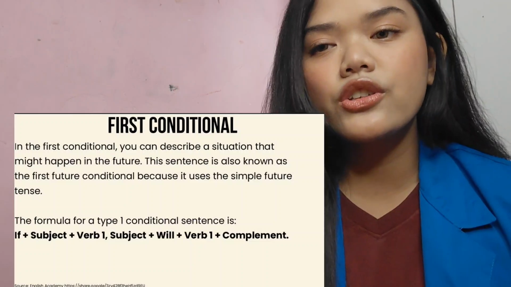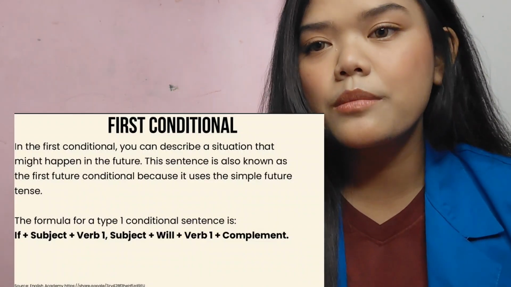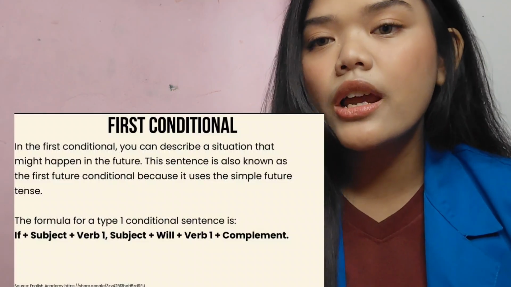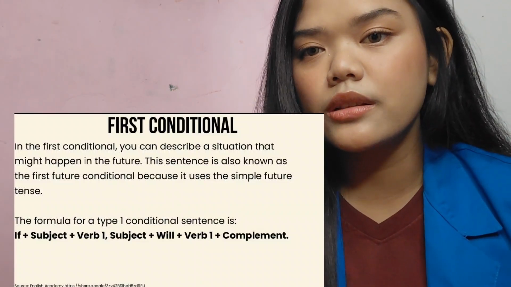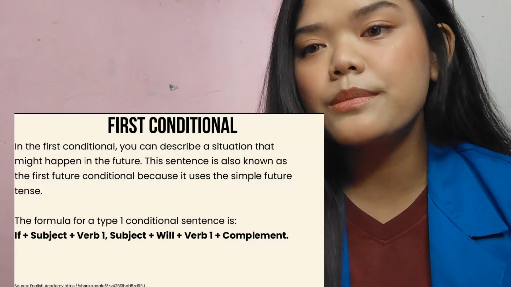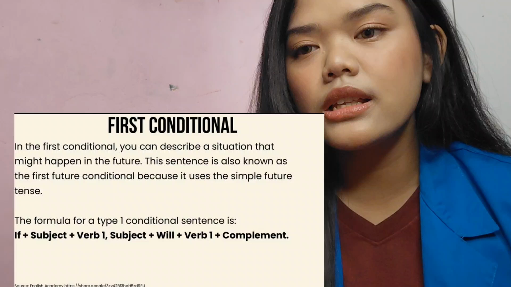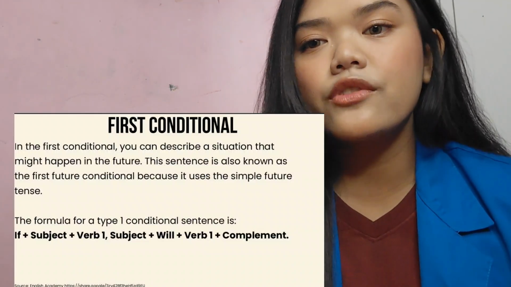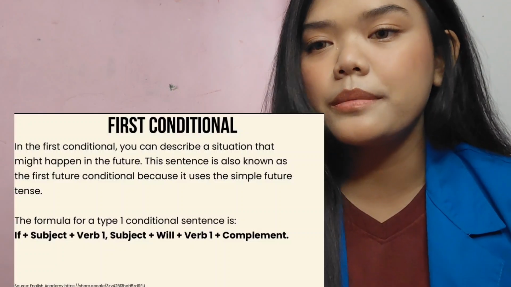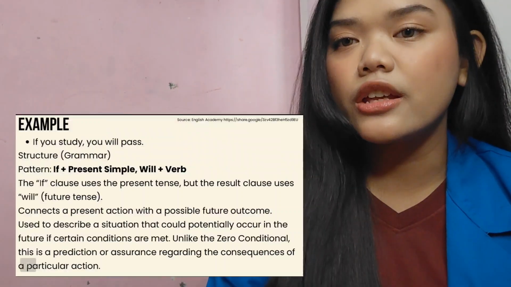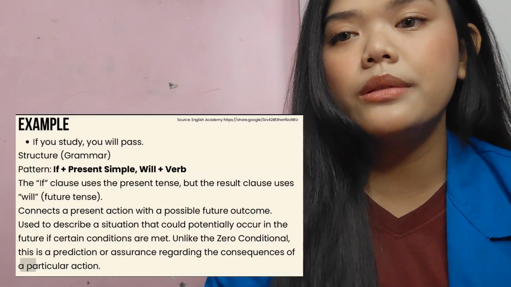Next is the first conditional. In the first conditional, you can describe a situation that might happen in the future. This sentence is also known as the first future conditional because it uses the simple future tense. The formula for type 1 conditional is if plus subject plus verb 1, or subject plus will plus verb 1 plus complement. For example, if you study, you will pass. Pattern: if plus present simple, or will plus verb.